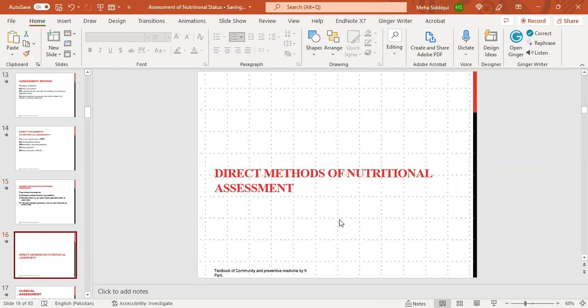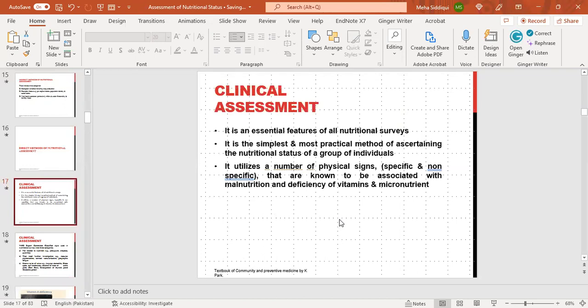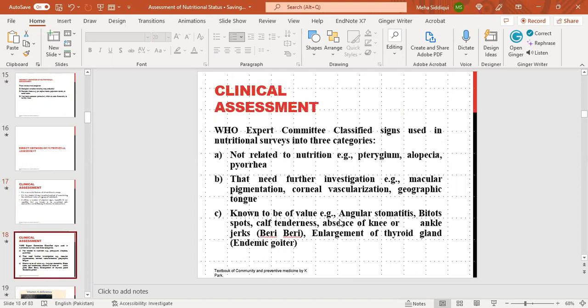Direct method of nutritional assessment. First comes clinical assessment. It is an essential feature of all nutritional surveys. It is the simplest and most practical method of assessing the nutritional status of a group of individuals. It utilizes a number of physical signs, which could be specific and non-specific, that are known to be associated with malnutrition and deficiency of vitamins and micronutrients.